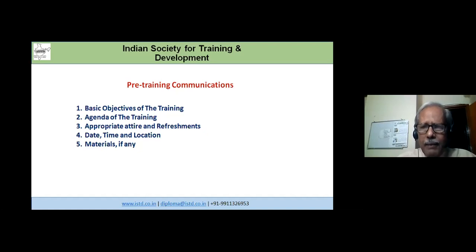Now, the date, the time and the location. Prior to the training program, the date, time, and location have to be given very specifically. The location has to be spelled out very clearly, with maps if required, so that it is not difficult for the trainees to reach the venue. Also, if the trainees do not reach in time, there will be a lot of disturbance in the training process, so by informing those things earlier, things will become better and the people will be there in time. And as I told you, the materials, if any, required to be brought by the trainees are to be intimated to them in advance.